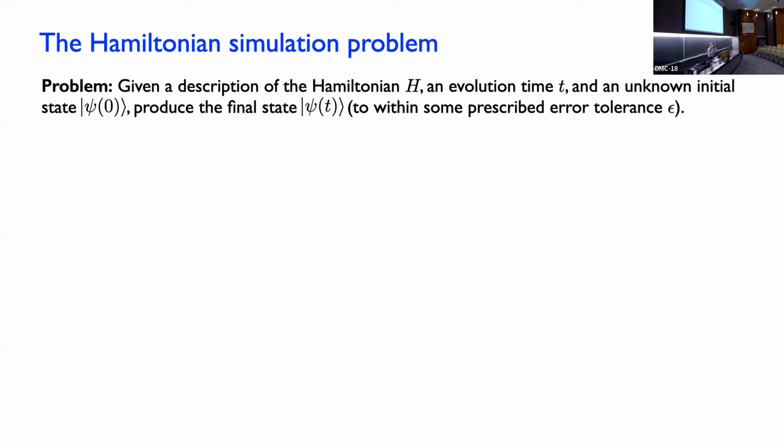Then our goal is to produce the final state. Again, the output representation is really a quantum mechanical thing, right? So we're really trying to produce a copy of psi of t. And not necessarily exactly, so it'll be enough to produce the state up to within some prescribed error tolerance. There's some epsilon. We would like the state to be right to a part in 1,000 or something like that. Okay, so that's the problem.